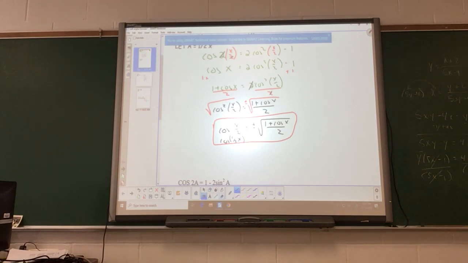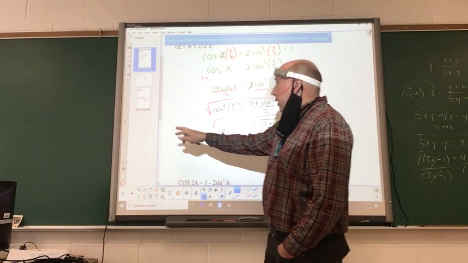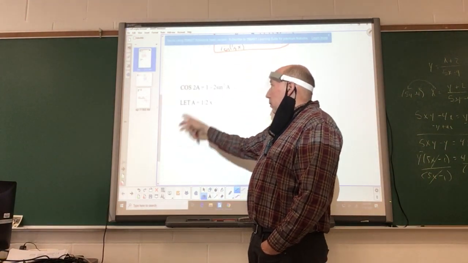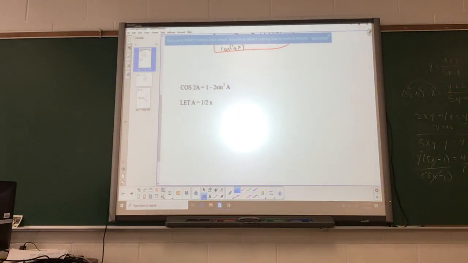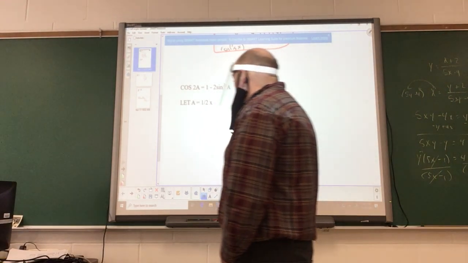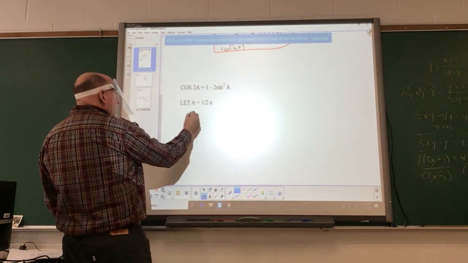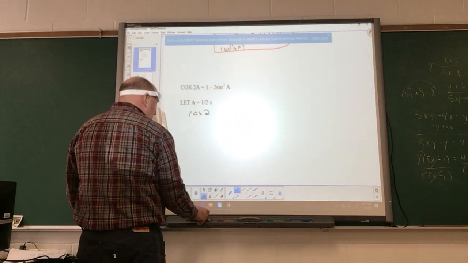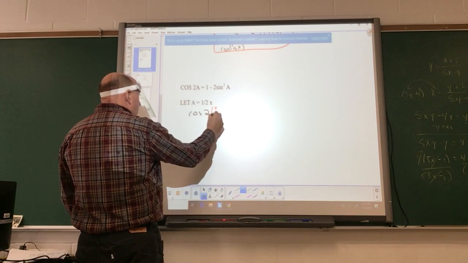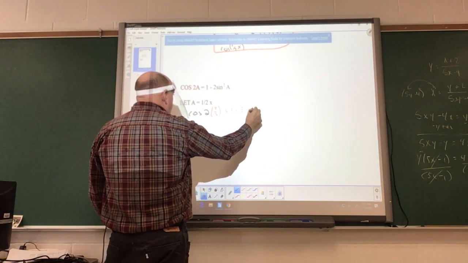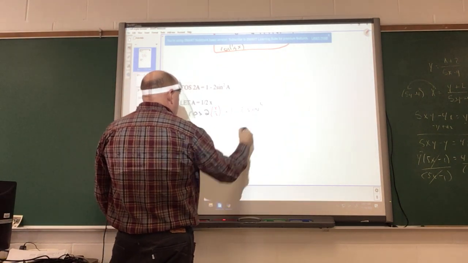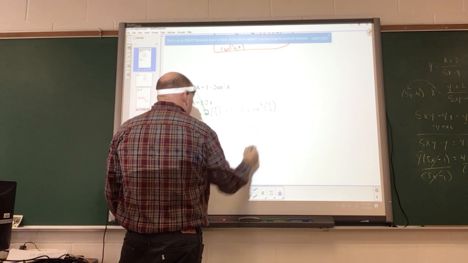Likewise, if we take another one of our double angle formulas for the cosine, we have cosine of 2a is equal to 1 minus 2 sine squared of a. And do the exact same thing. Just substitute in the x over 2 for a. So we have the cosine of 2 times x over 2 is equal to 1 minus 2 sine squared x over 2.